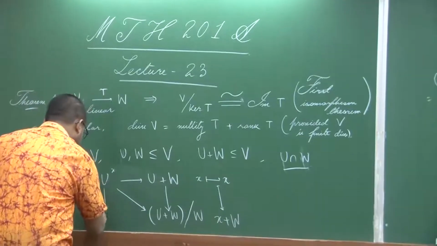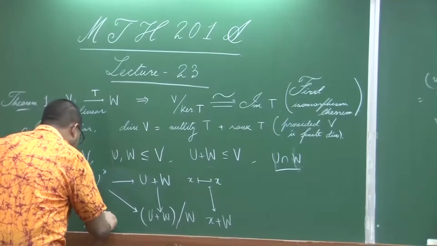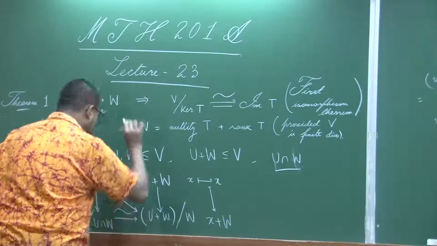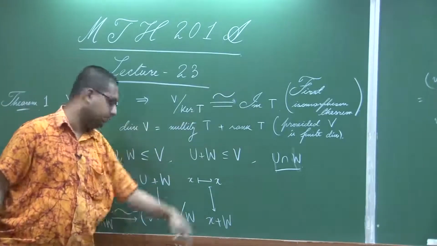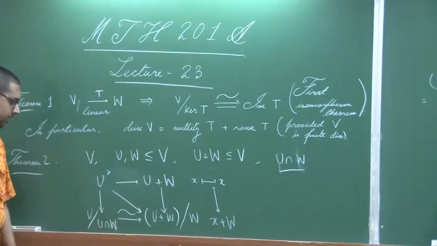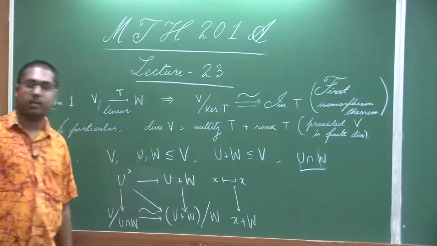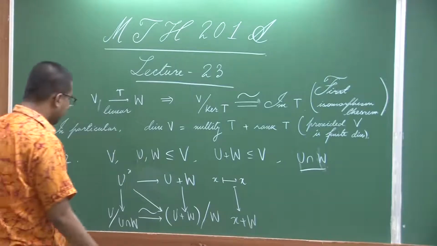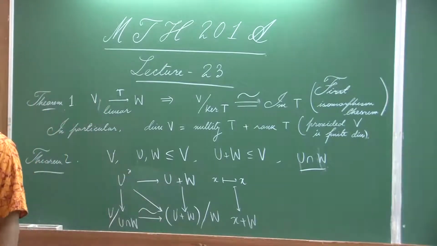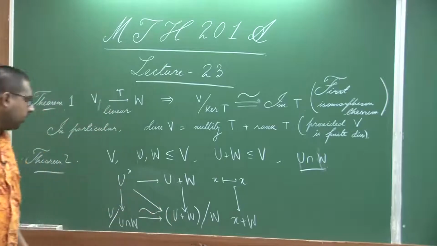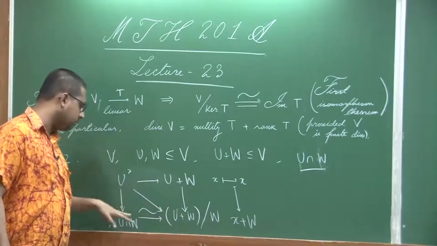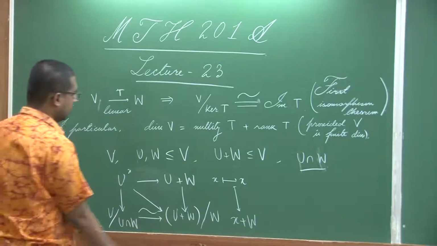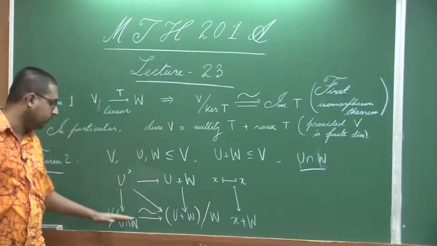Therefore, the first isomorphism theorem guarantees that u modulo u intersection w has a map, namely the map that we obtain from the kernel to the image, and this map is an isomorphism. I repeat, from u to u plus w modulo w, we get a very natural map, and this is an onto linear transformation which has u intersection w as its kernel. So, from the first isomorphism theorem, we have an isomorphism between this and that.